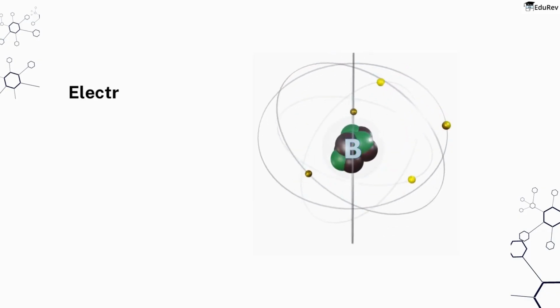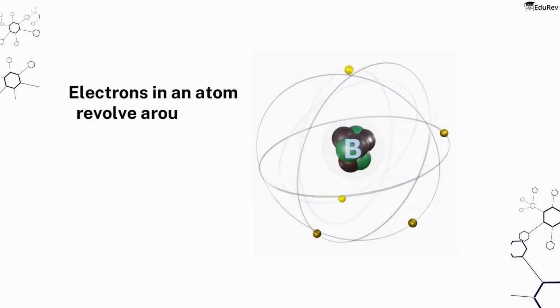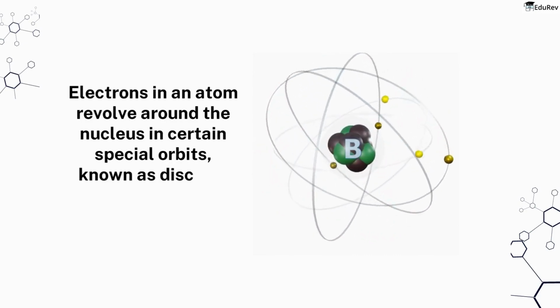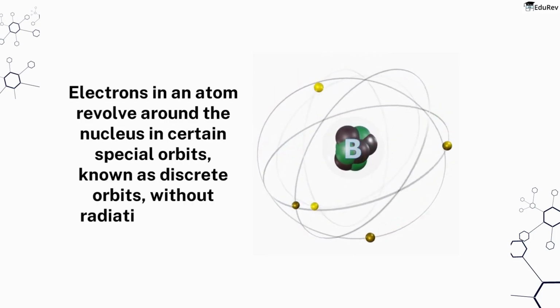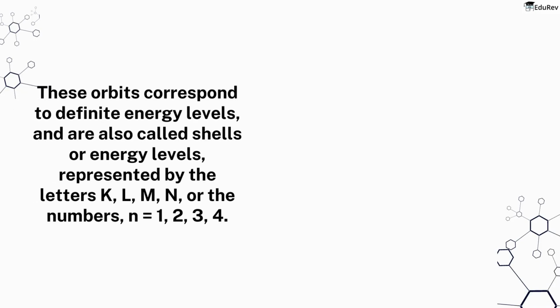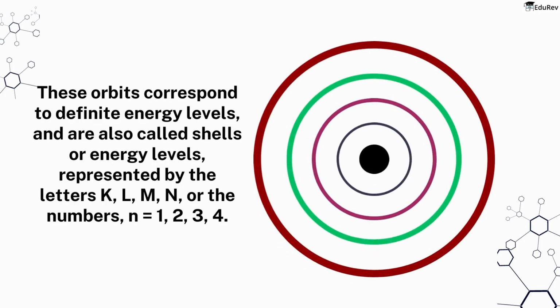First, electrons in an atom revolve around the nucleus in certain special orbits, known as discrete orbits, without radiating energy. These orbits correspond to definite energy levels and are also called shells or energy levels, represented by the letters K, L, M, N, or the numbers n equals 1, 2, 3, 4.